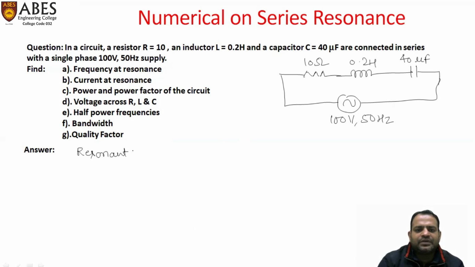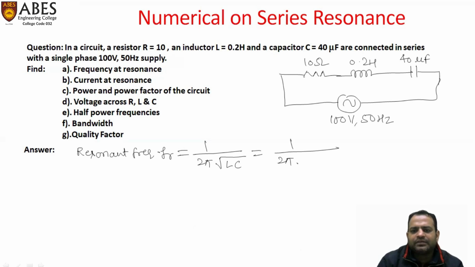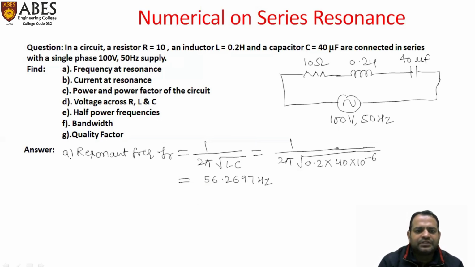So resonant frequency FR is 1 upon 2 pi root LC. So in this way, 1 upon 2 pi, put the value of L and C here. L is 0.2 and C is 40 into 10 to the power minus 6. So after calculating, you will get the value of resonant frequency, which is 56.2697. After calculating by using calculator, this is our A part.